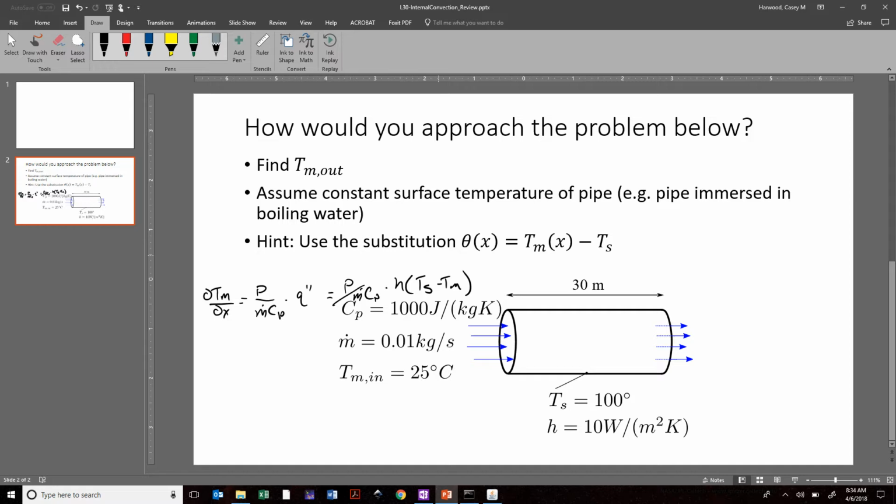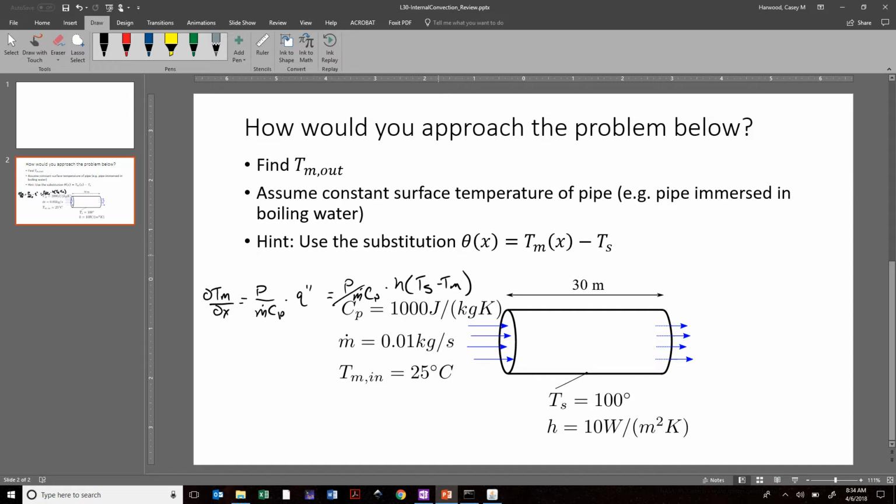So remember, for this case, if we happen to know q double prime, for example, if q double prime is a constant, then this whole thing is a constant, therefore the derivative being equal to a constant indicates that we have a linear distribution of temperatures. So we ended up with this linear increase in Tm, or the mean temperature, with distance along the pipe, x. In this case, we have a Tm over here as well. So that's where we have to start considering, all right, what form is this governing equation going to take?